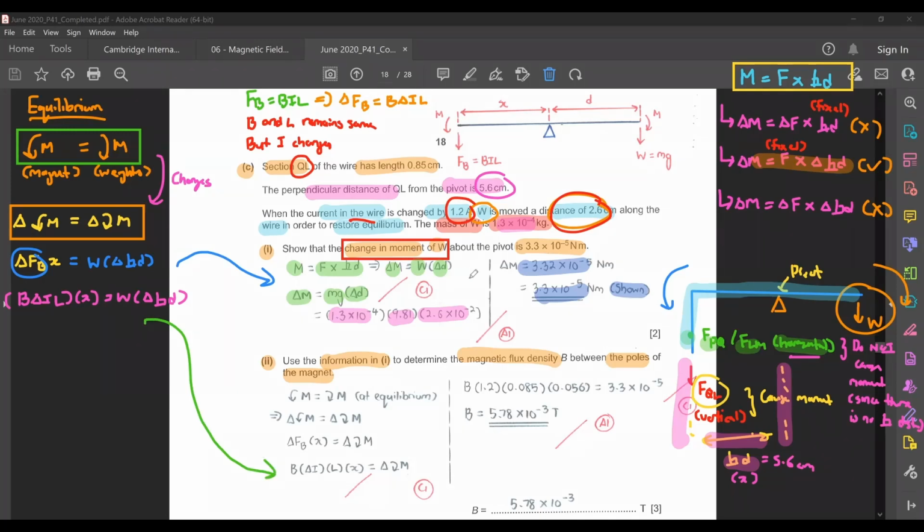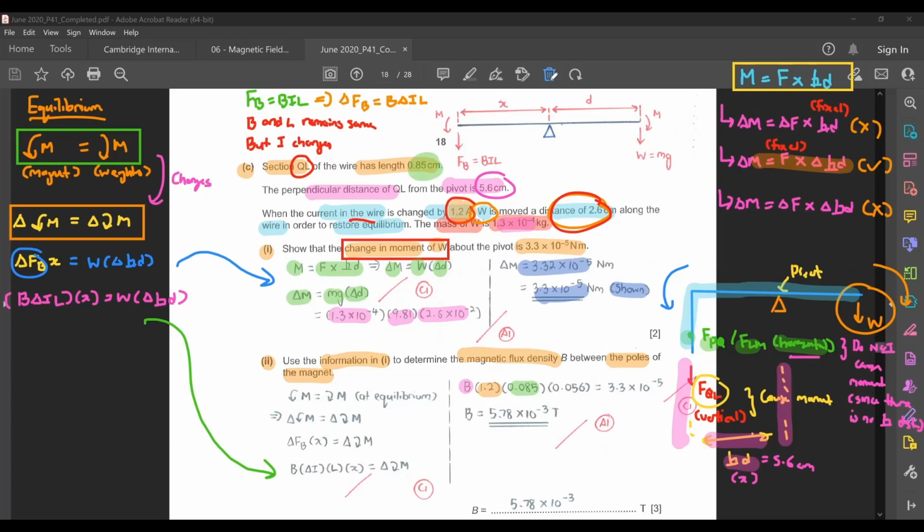And then from there, all you need to do is just sub in your values. You want to find out the magnetic flux density. Your change in current is 1.2 amps. Your length of wire inside the field is 0.85 centimeter. Remember to change it out from centimeter, so now it becomes 0.085 meter.